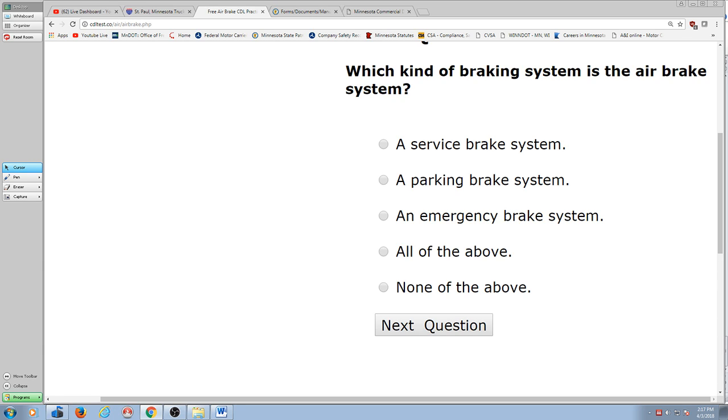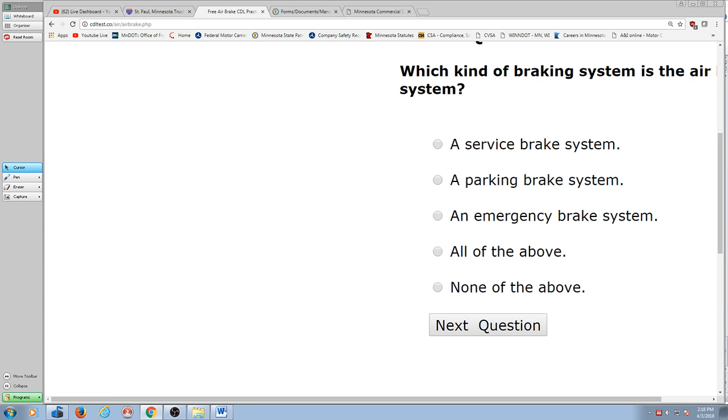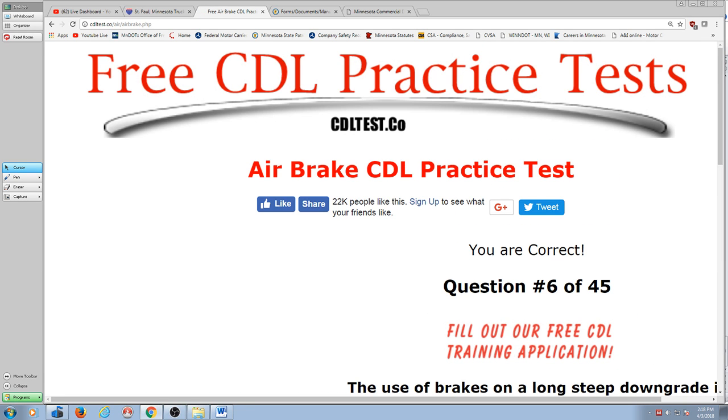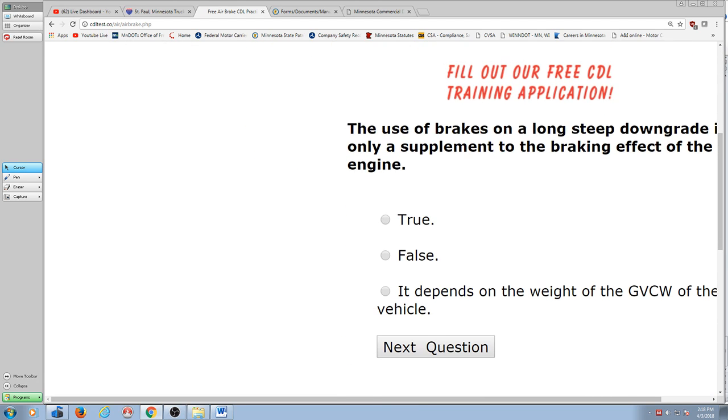Which kind of braking system is the air brake system? A service brake system, a parking brake system, an emergency brake system, all of the above, or none of the above? All of the above. How many for all of the above? Got 2. How many for A? 1. B? No? Okay. All of the above is right. It's all the same system. So you want to be really careful with your brakes. Don't let them overheat.